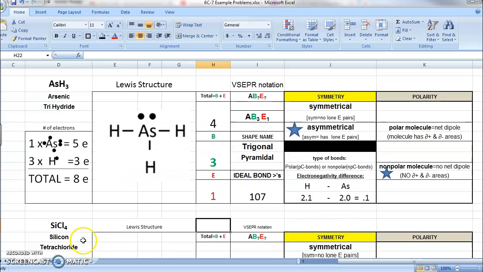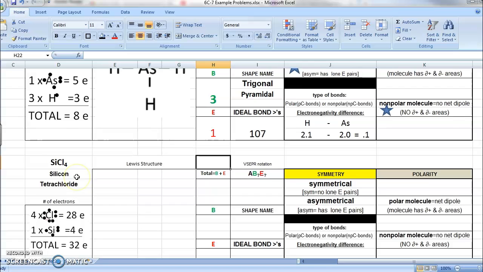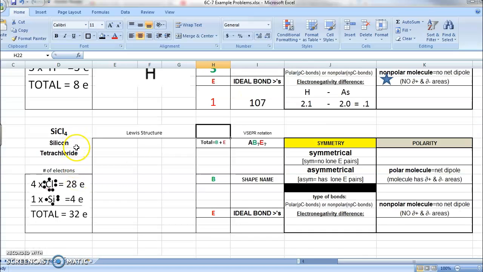The next molecule we're going to be drawing is silicon tetrachloride. Silicon tetrachloride has 1 silicon and 4 chlorines. The chlorines have 7 valence electrons. It's in Roman 7. 4 times 7 is 28. And silicon's in Roman 4, so it has 4 valence electrons. 1 times 4 is 4. Our total electrons that we're working with is 32.